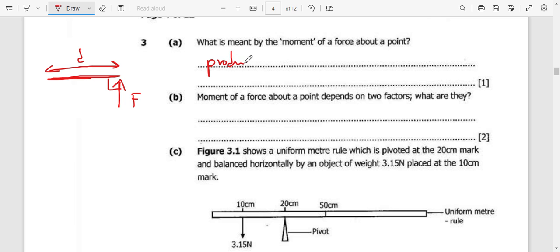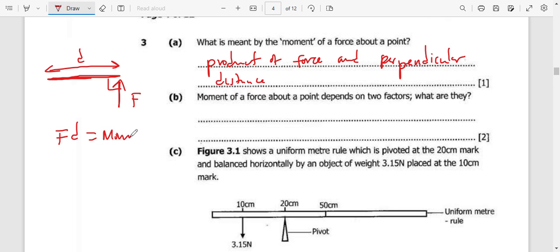So you say product of force and perpendicular distance. The meaning of perpendicular is that the distance and the force are making 90 degrees to each other. So that is what we call moment. Therefore, if you multiply this force and the distance, that is going to give us moment because these two are making 90 degrees to each other.